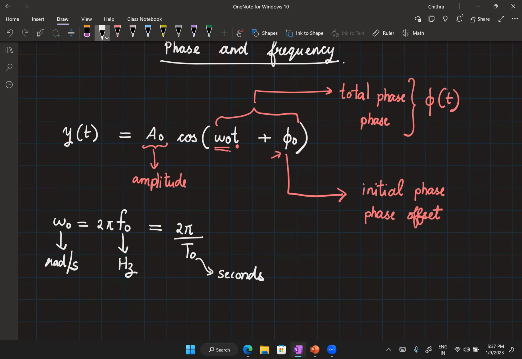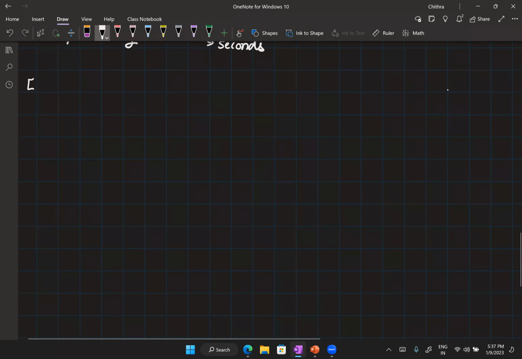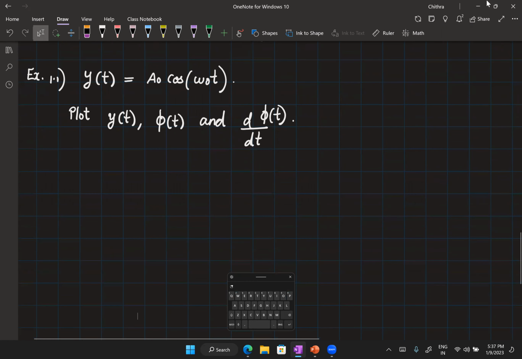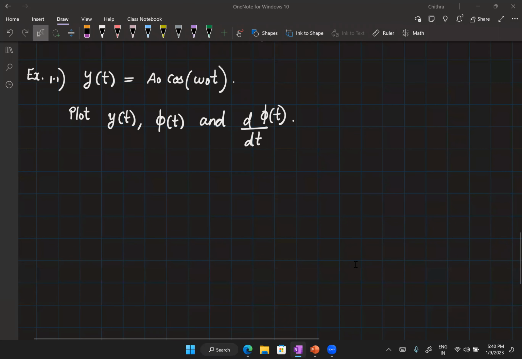Then let me give you an exercise. So we have y of t equal to some A naught cos of omega naught t. There is no initial phase. You have to plot y of t, phi of t, and the derivative with respect to time of phi of t. So why don't you give it a try? Okay, let's try this.